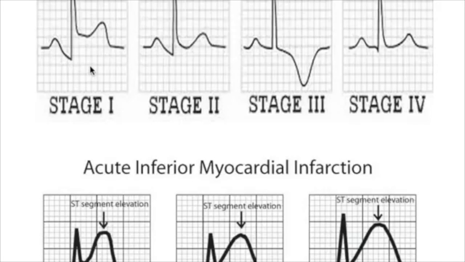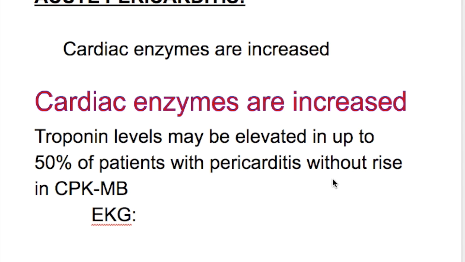ECG of the constrictive pericarditis is of low voltage. How about the ECG of acute pericarditis? ECG of acute pericarditis has ST elevations. Also, cardiac enzymes are increased in acute pericarditis. The other cardiac condition in which cardiac enzymes are increased is myocarditis.